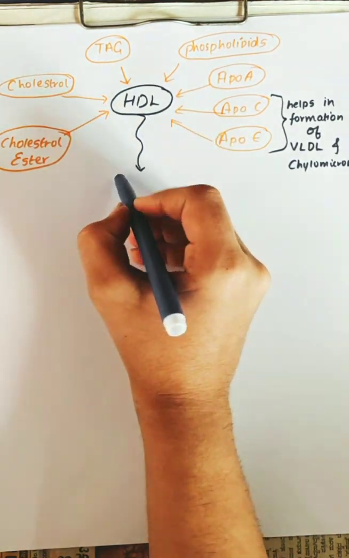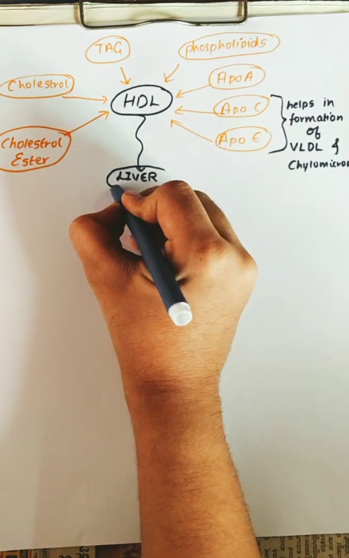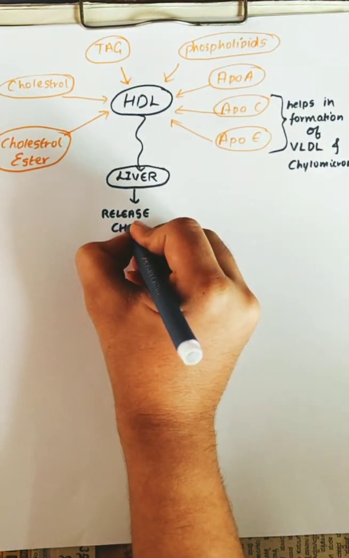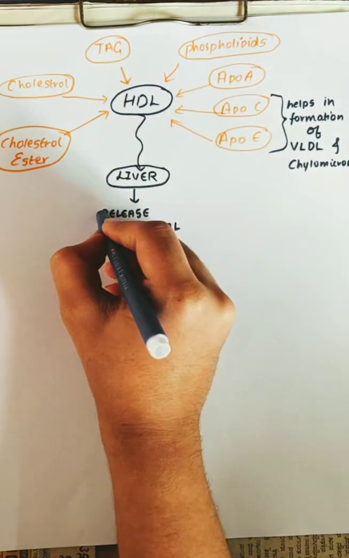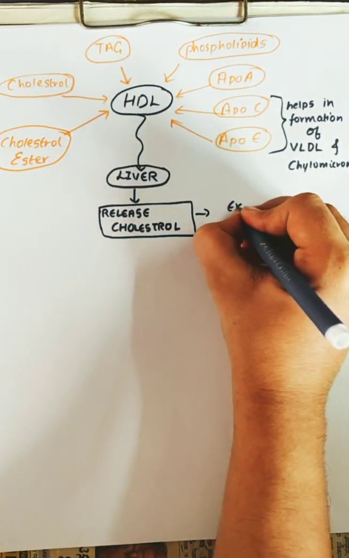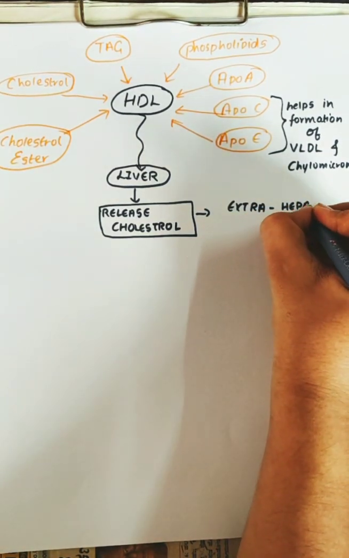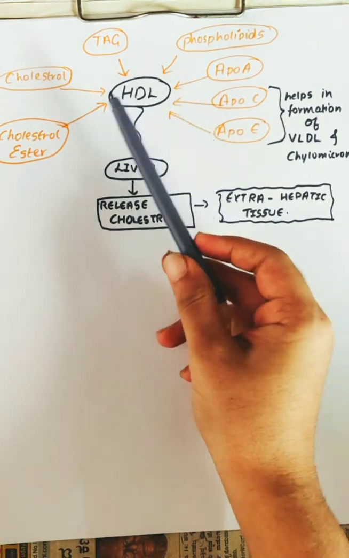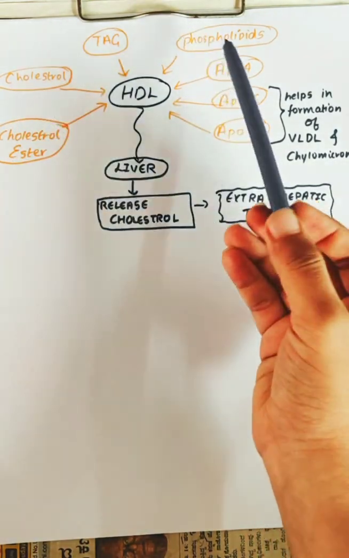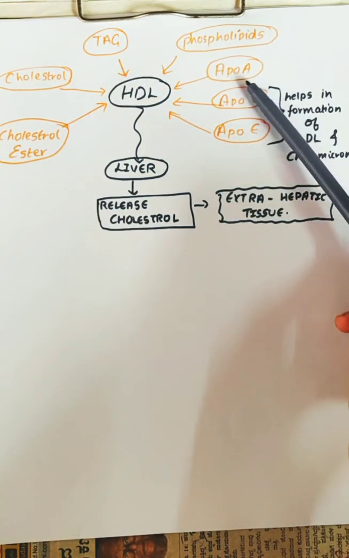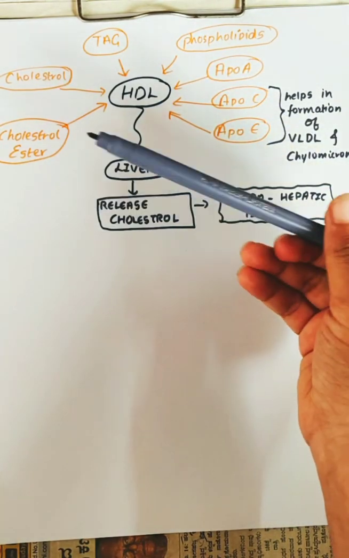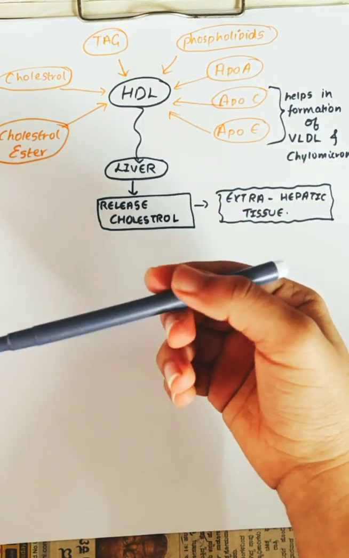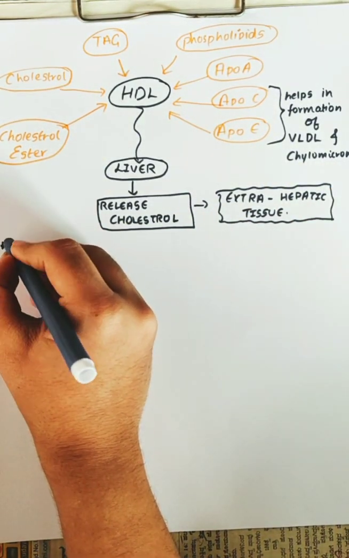This HDL will be transported to the liver, which releases cholesterol to extrahepatic tissues. HDL formation requires cholesterol ester, cholesterol, TAG, phospholipids, and ApoA; ApoC and E are required for the formation of VLDL and chylomicrons. So this HDL gets transported to the liver, and in the liver it releases cholesterol, which will be transported to extrahepatic tissues. Now let's study a small detail about cholesterol.